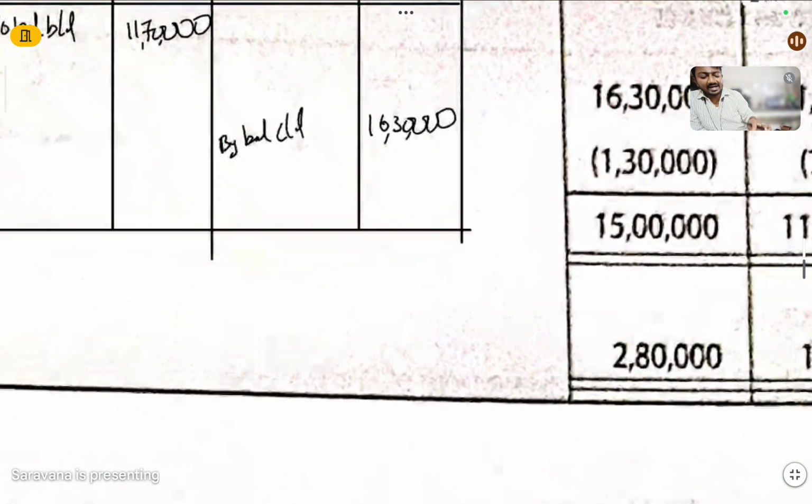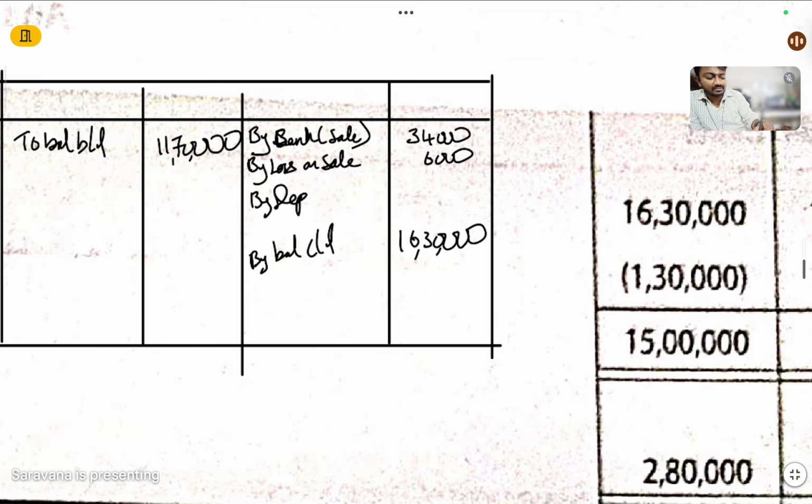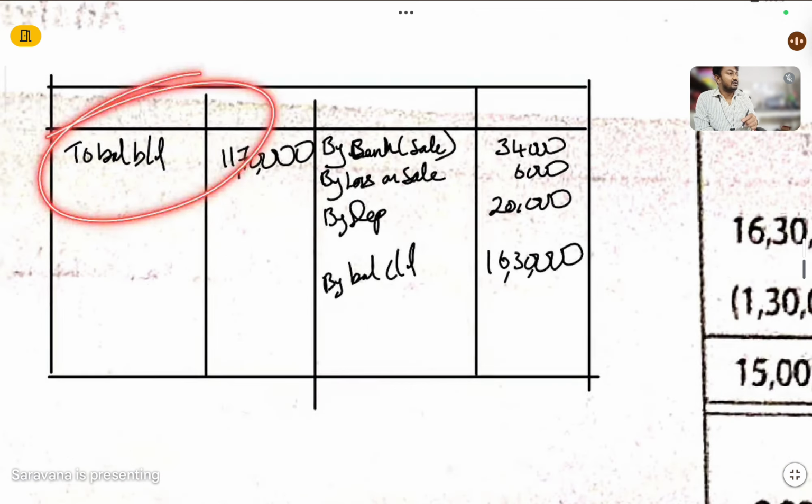What is given by bank, which is the sale value? 34,000. Is it a profit or loss? Loss on sale. By depreciation. What is the depreciation? 20,000.